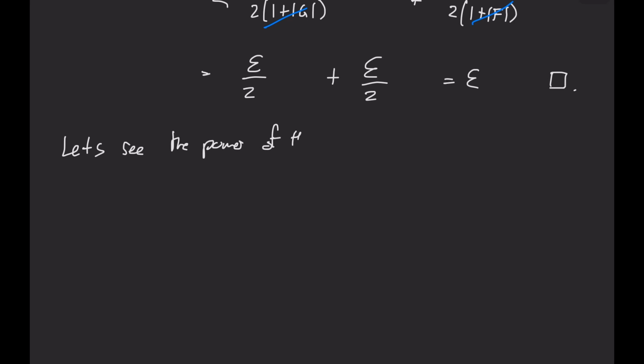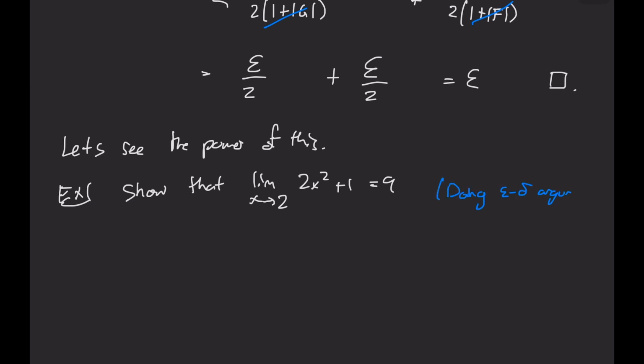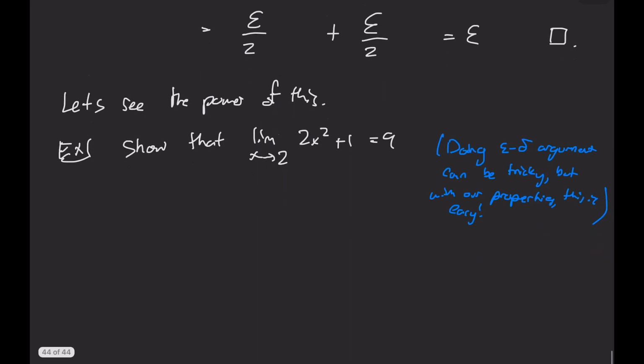Okay, let's take a bit of a breather and see the power of this. So let's do another limit example. Let's show that the limit as x goes to 2 of 2x squared plus 1 is 9. So doing an epsilon delta argument for this can be a little bit tricky, dealing with the x squared, but our properties that we've been proving so far make this much easier.